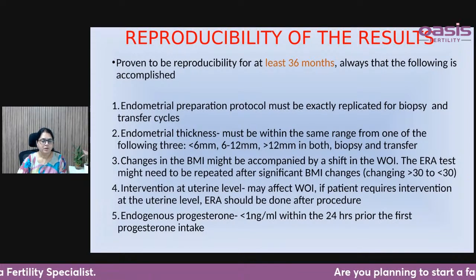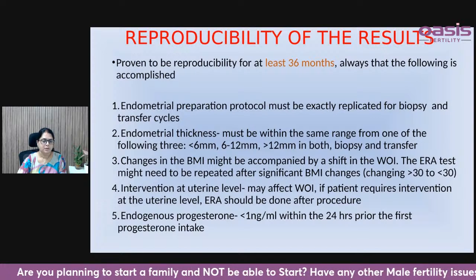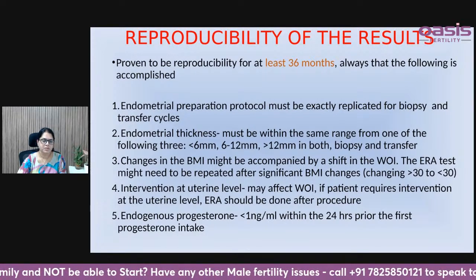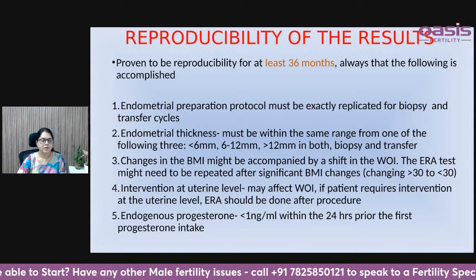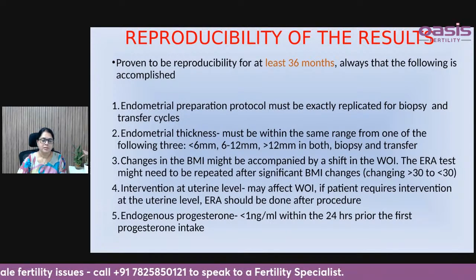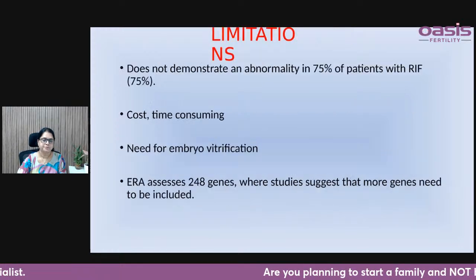Intervention at the uterine level may affect the window of implantation. If the patient requires intervention, such as any surgeries for myomas or intrauterine adhesions, ERA should be done after the procedure. Endogenous progesterone must be less than 1 nanogram per ml within the 24 hours prior to the first progesterone intake.